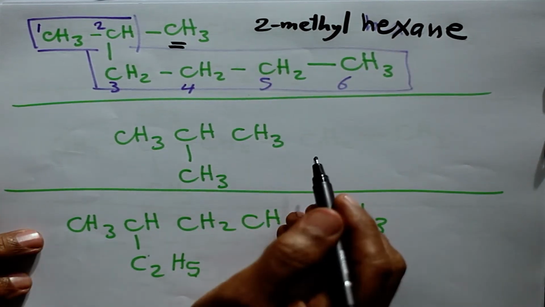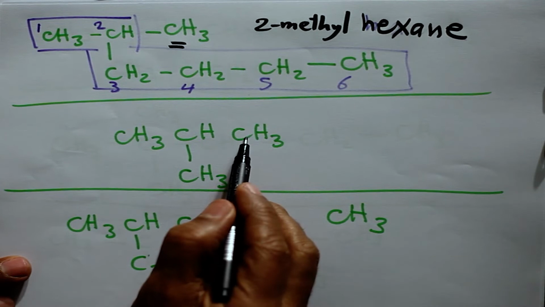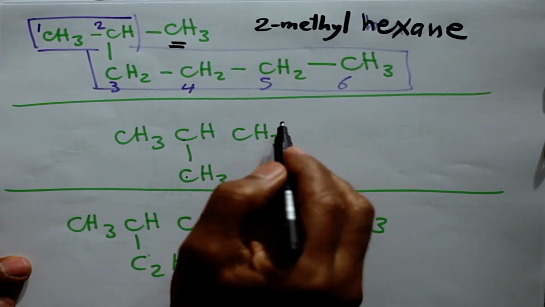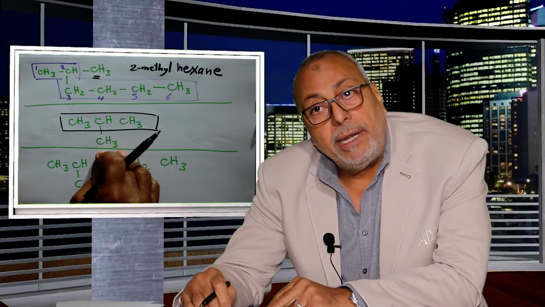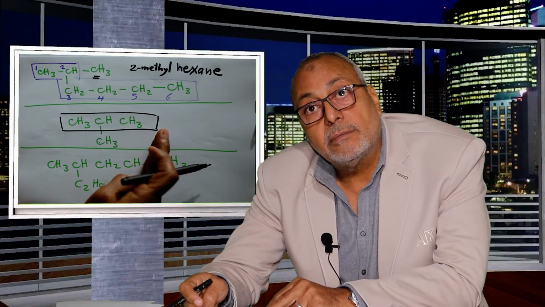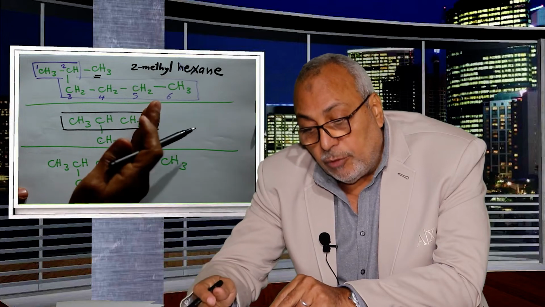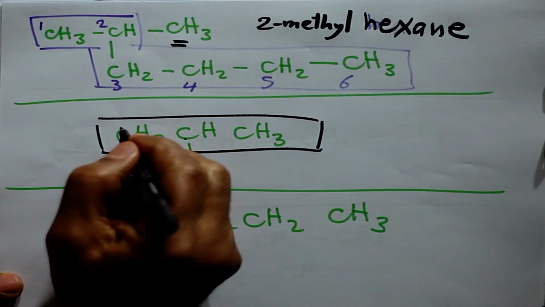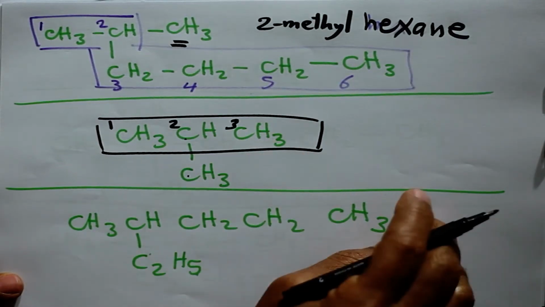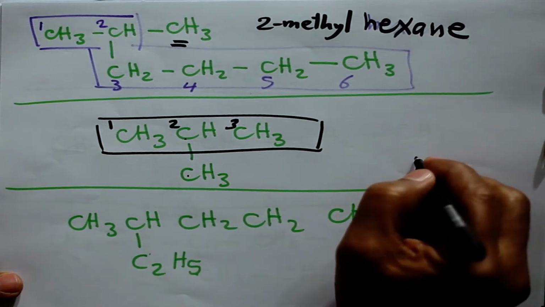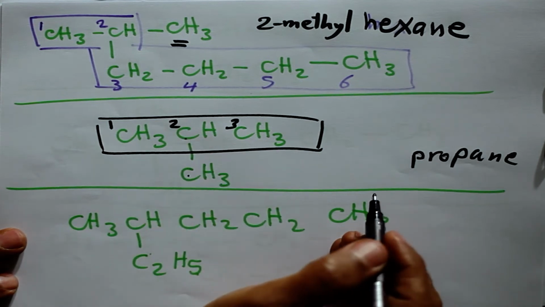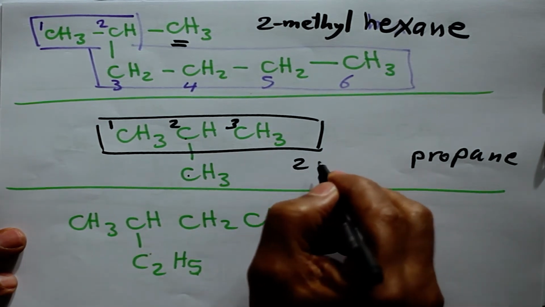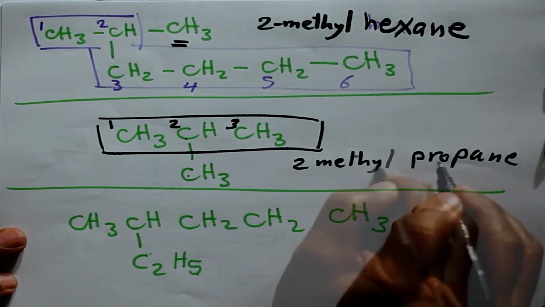hexane. Another example: 1, 2, 3. We get the straight line. Numbering from each end gives the same chance, 1, 2, 3, propane, with methyl at carbon number 2. 2 methyl propane.